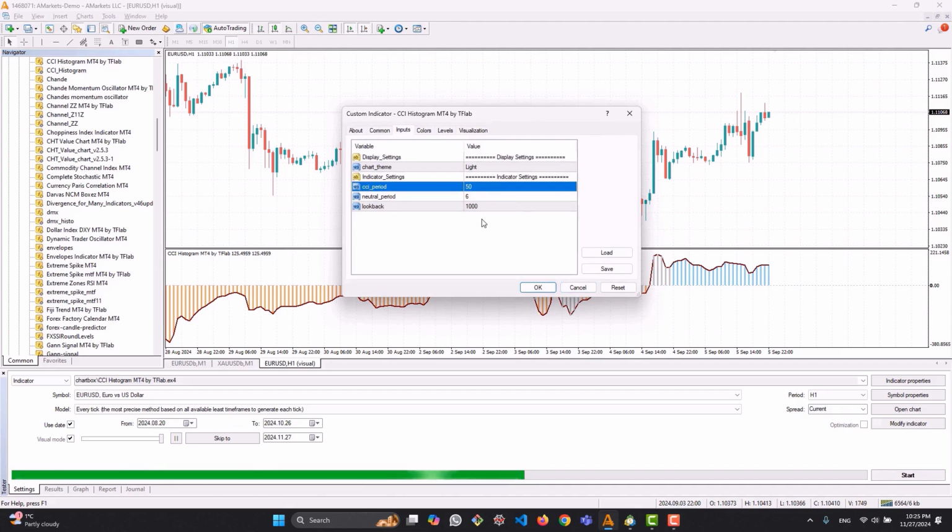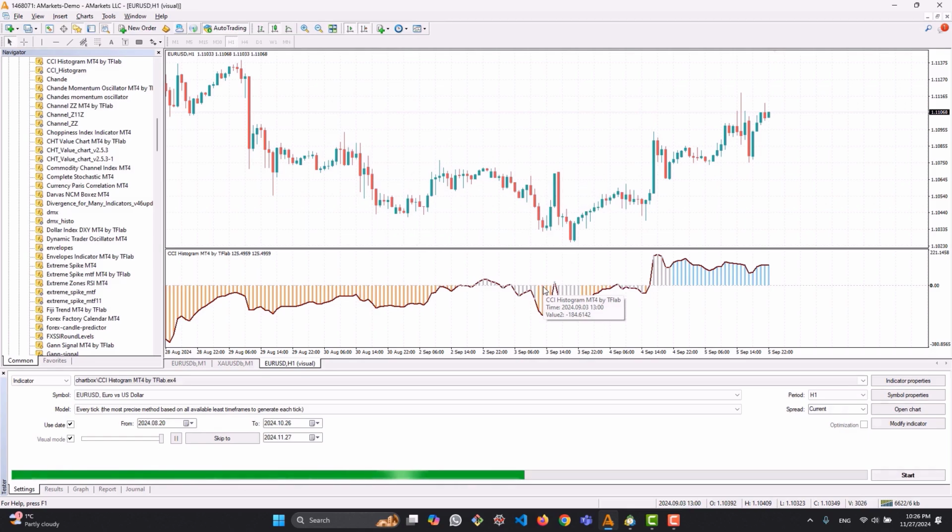The first option in the settings is the CCI indicator period, which we can specify. The next option is the number of candles we wait for after a trend change to confirm the trend. And the last option is the number of candles in the past chart on which this indicator performs calculations.